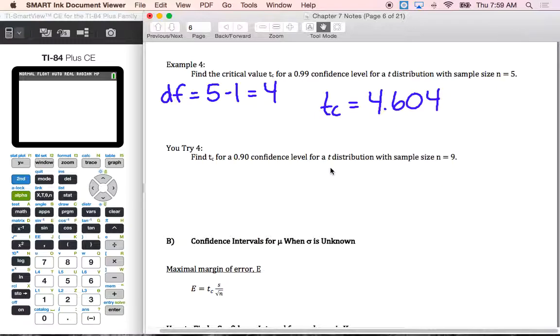Okay, I want you to do the same thing. You're looking at 0.900, and you have a sample size of n equals 9. So go through what we just did, pause the video, see if you can find it, and then come back to me.